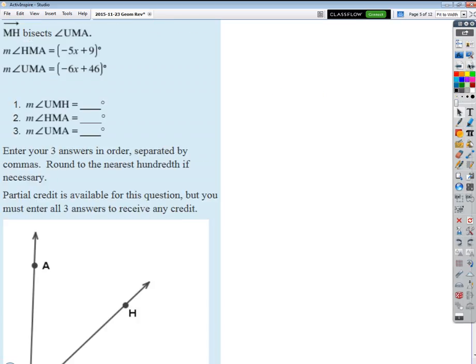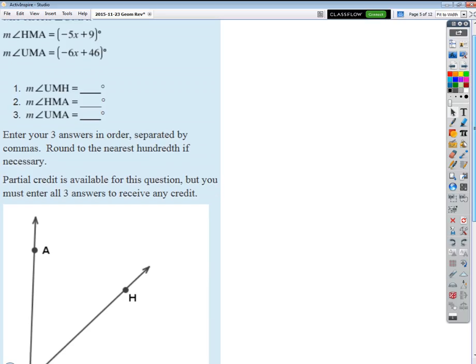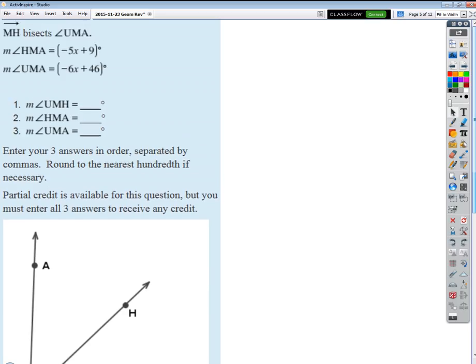Okay, with this one I was wondering why this was such a bad problem, because this is actually a pretty easy one, but I think I know why. It's the word bisect that people weren't 100% familiar with. Sometimes people think that bisect just means that it's going to cut the angle into two pieces. And that's partially correct, but there's more to it.